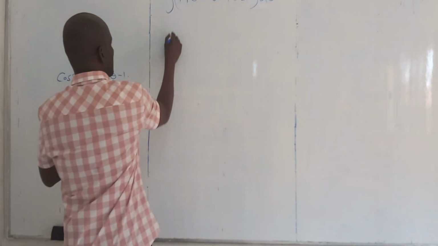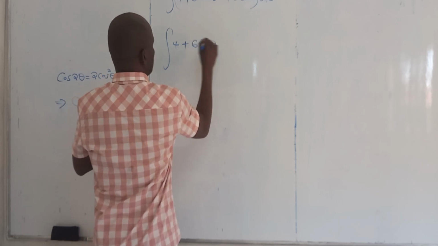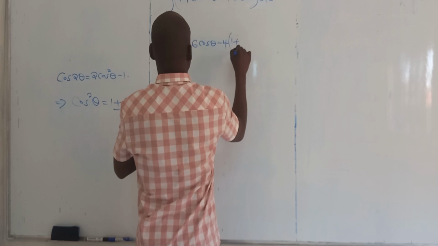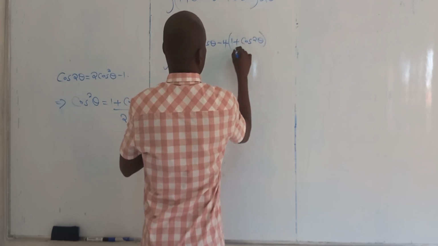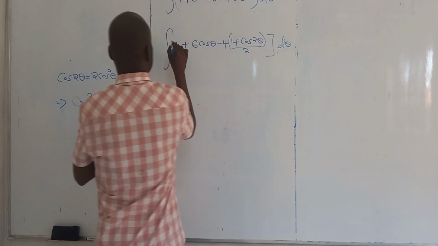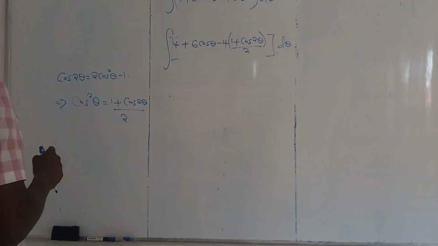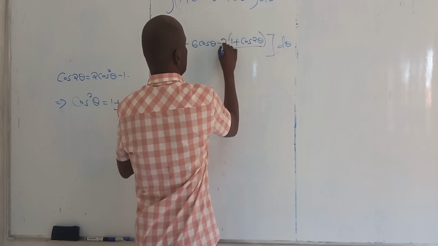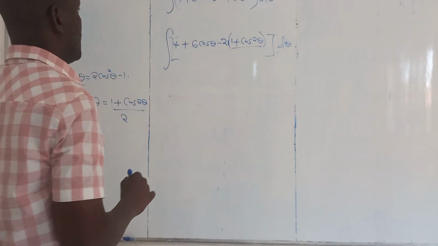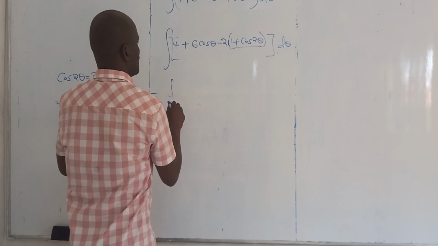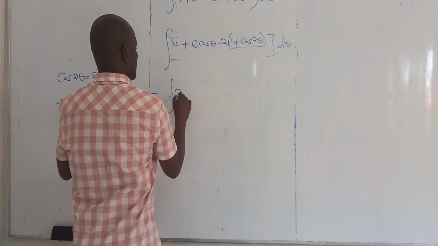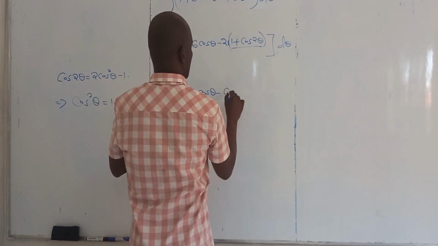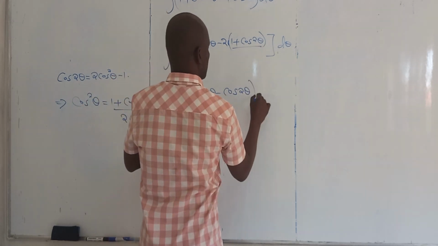And then that means that we have 4 plus 6 cos of theta minus 4 into 1 plus cos of 2 theta all over 2, d theta. I can straight away divide this so that I have here minus 2. And if that is the case, then if I open up the inner bracket, I end up with 4 minus 2, which is 2. So it becomes 2 plus 6 cos theta minus 2 cos 2 theta d theta.